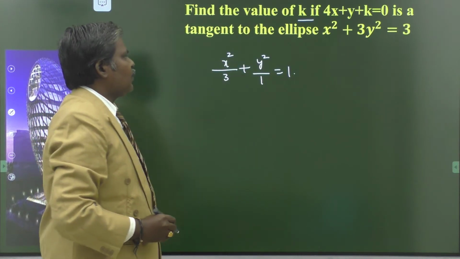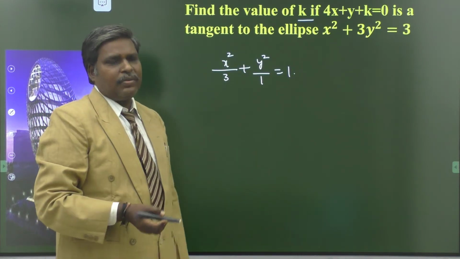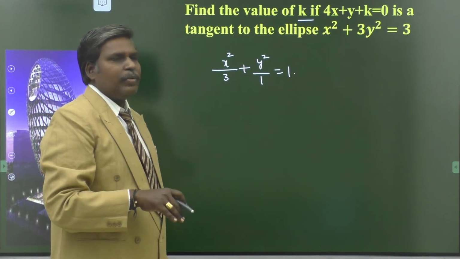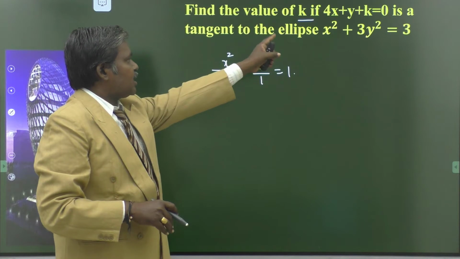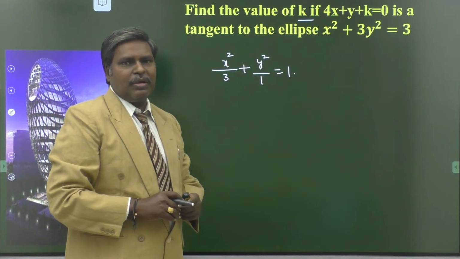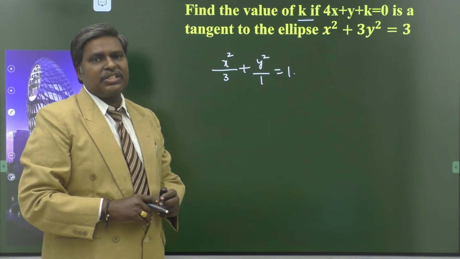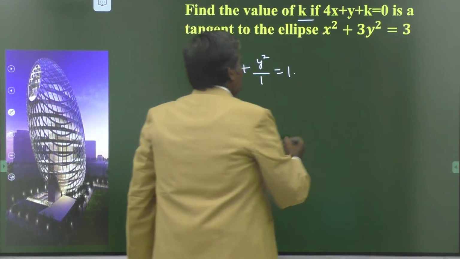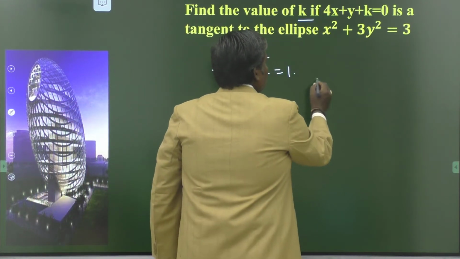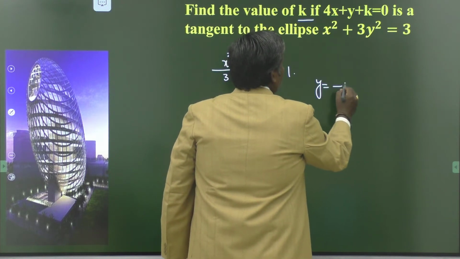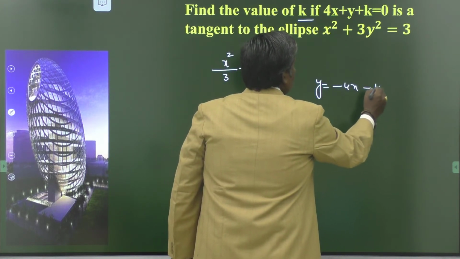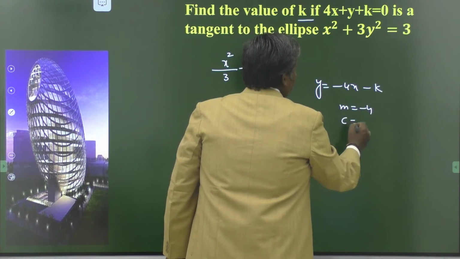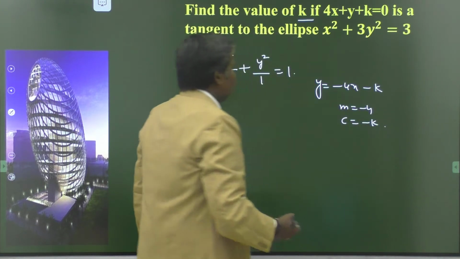We write that equation in the line form, that is the slope intercept form, y is equal to mx plus c, or you may apply the lx plus my plus n equal to 0 form also. What is that? n square is equal to a square l square plus b square m square. So if you want to write in the very standard form, that is y is equal to minus 4x minus k, this is m is equal to minus 4 and constant is equal to minus k.